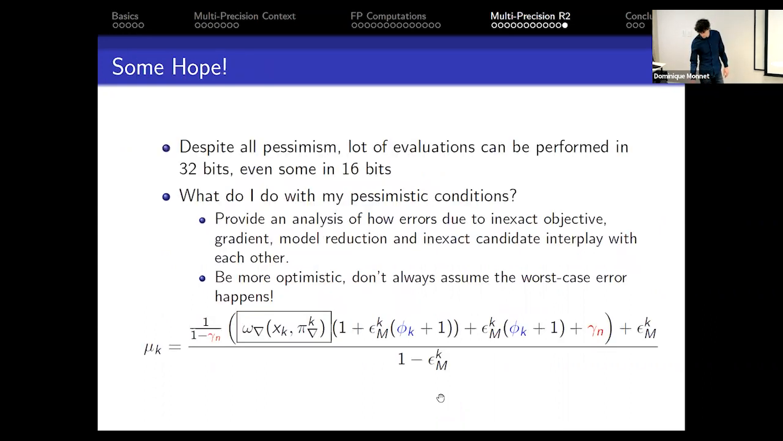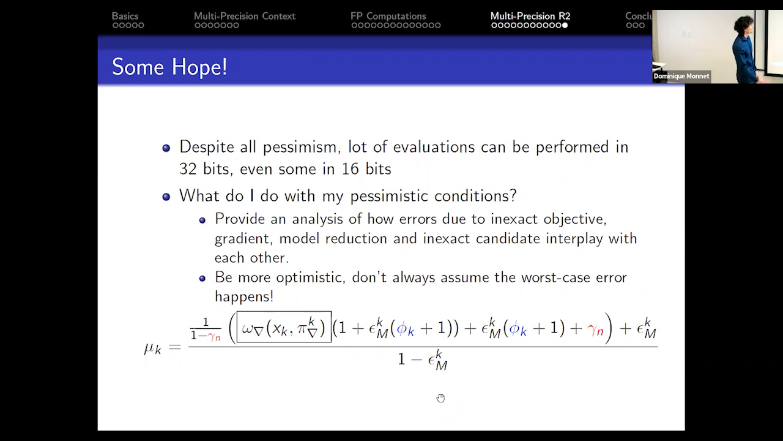More insights. And still we have some hope with our analysis. First of all, despite these very pessimistic conditions, what we see is that we can evaluate the gradient and the objective with 32 bits and sometimes 16 bits. Meaning that despite all the pessimism, with the conditions and the bounds, I can still do lots of things with half precision. Meaning that if I'm not that pessimistic, there are good chances I can use even lower precision levels than that.